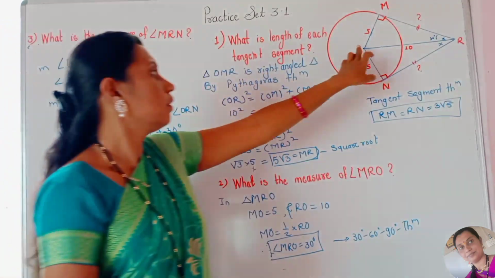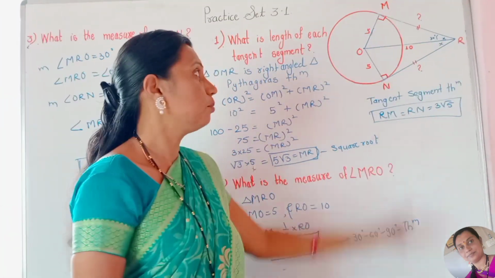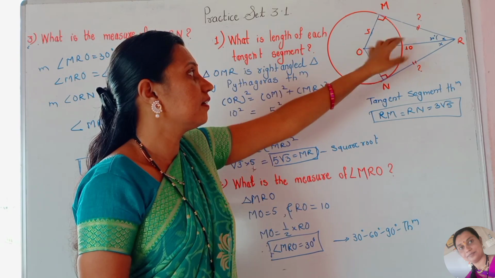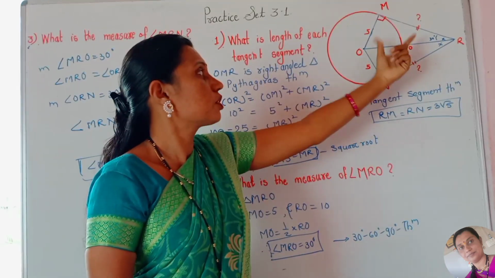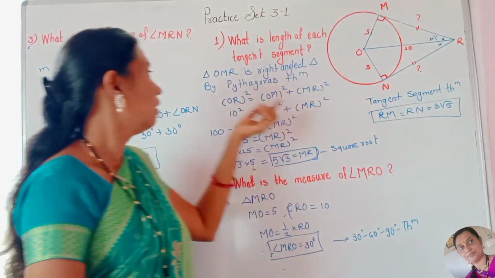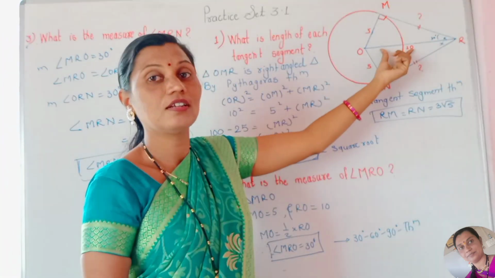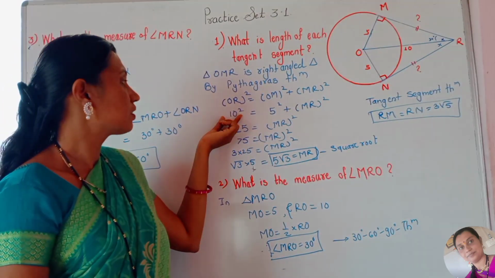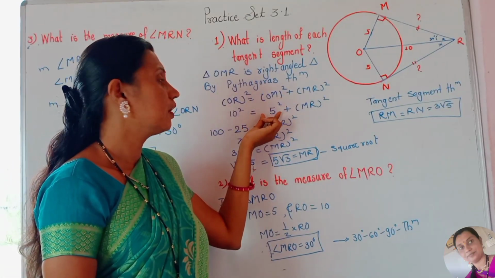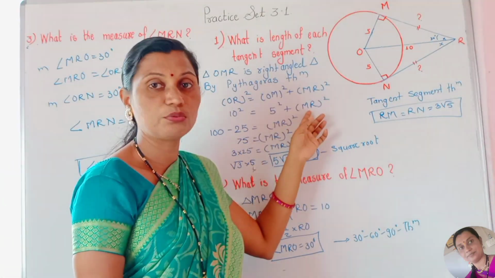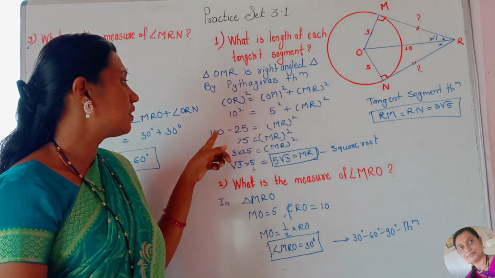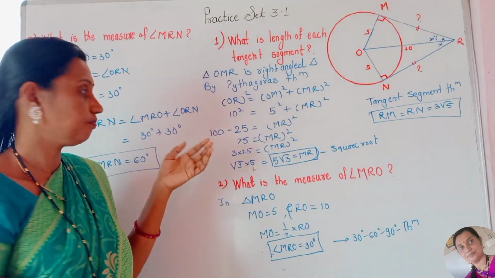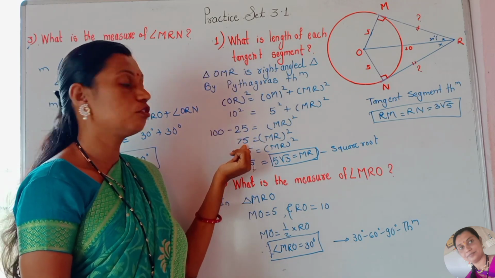See here, triangle OMR is a right angle triangle because the radius is always perpendicular to the tangent by the tangent theorem. In a right angle triangle, by Pythagoras theorem, hypotenuse square is equal to the sum of squares of the other two sides. By Pythagoras theorem, hypotenuse OR square is equal to OM square plus MR square. We know the value of OR, therefore OR square is equal to 10 square. OM is 5, therefore 5 square plus MR square. We don't know MR square. Now 10 square is 100 and 5 square is 25, and 5 square coming to the left side is going to subtract. 100 minus 25 is equal to 75.